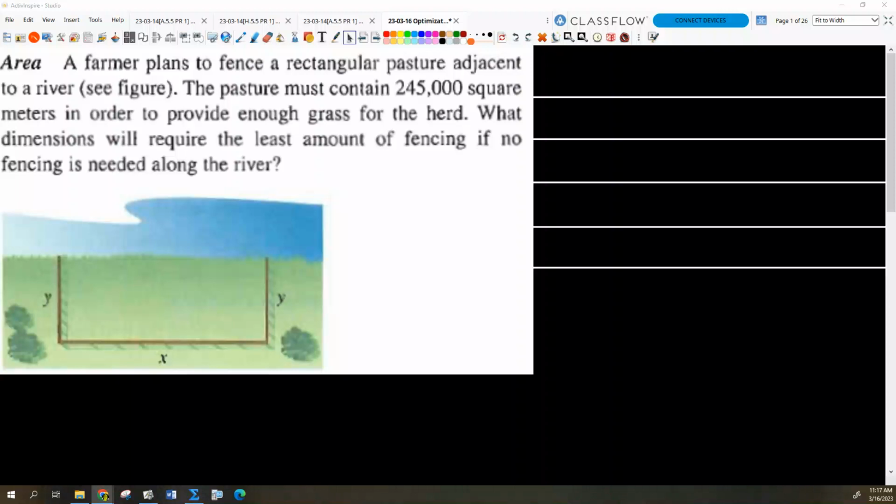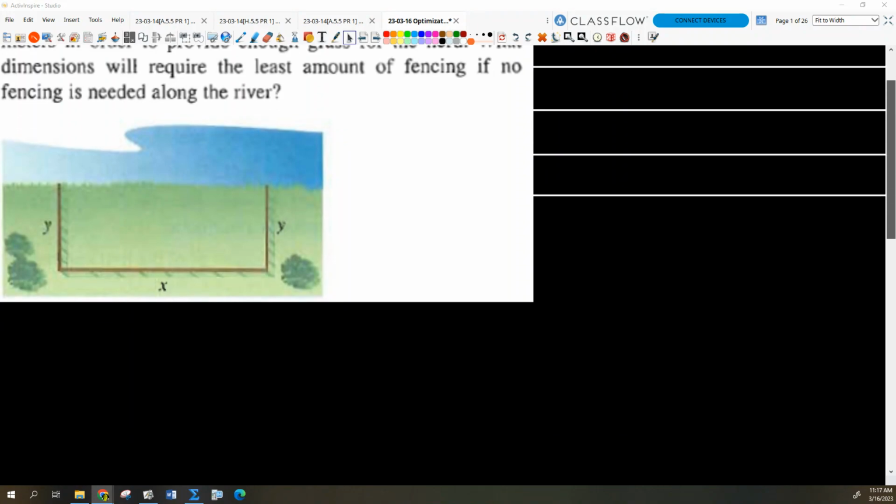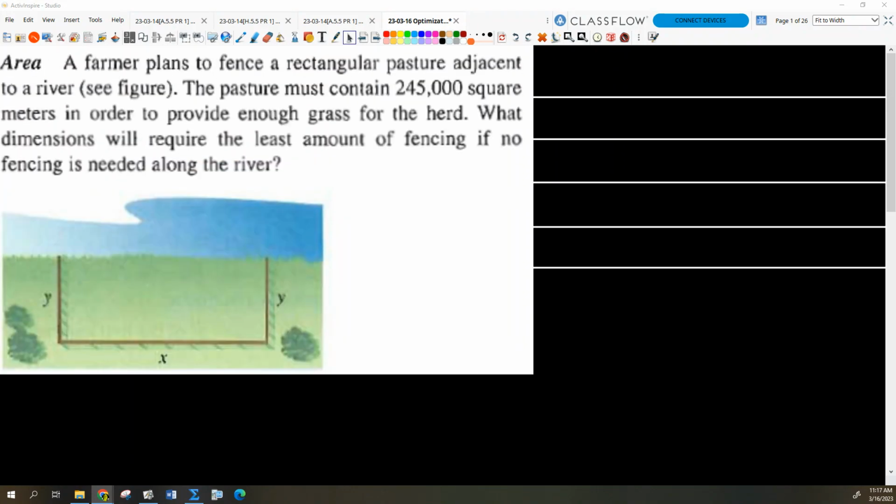See the difference? Yesterday, we had a fixed amount of fencing and we wanted to maximize area. Today, we're trying to minimize the fence line for a fixed area, right? Okay, and it works out. They behave a little bit differently. It's kind of nice to see both of these. Okay, so what's the primary equation here? What's the thing that we're trying to minimize or maximize?